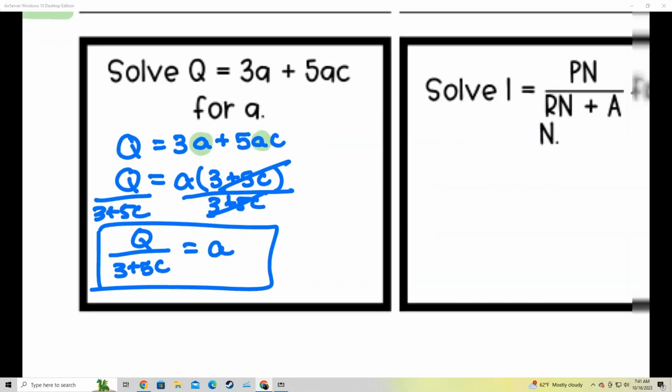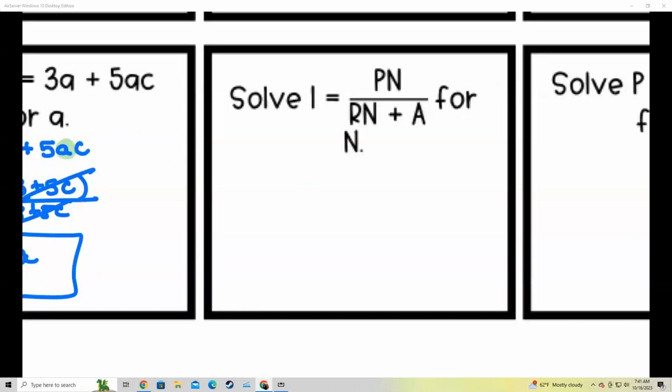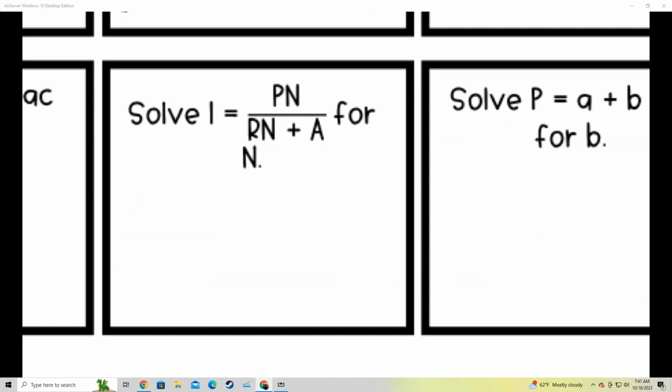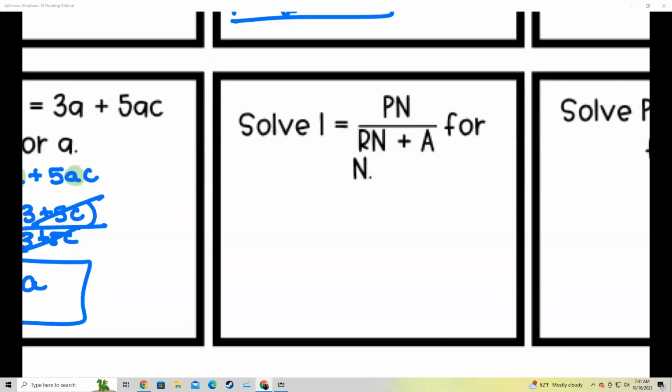All right, down to our final two. It says solve L equals Pn over Rn plus A. Okay, I can tell you right now, this is easily going to be the toughest one, so try to stick with this one, okay? L is equal to Pn over Rn plus A.